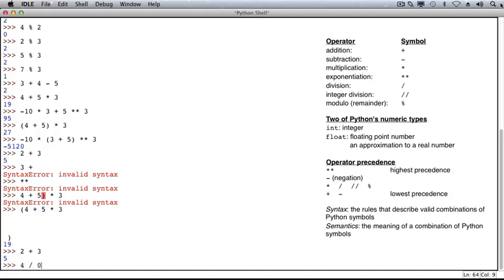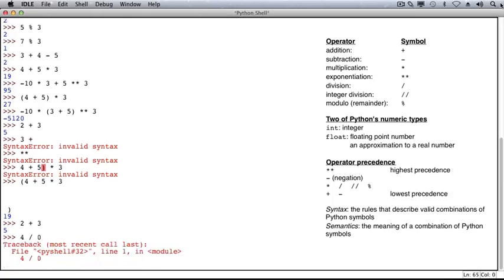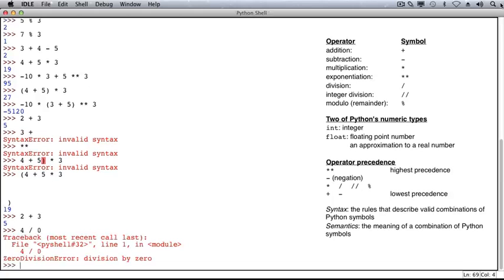4 divided by 0 is valid syntactically. We're able to use this combination of symbols. However, the meaning of this expression is invalid. It's not possible to divide a number by 0. And so we get a zero division error, which is a semantic error.